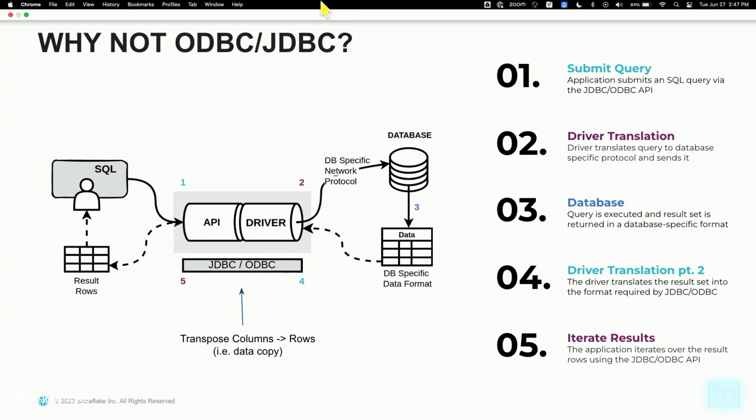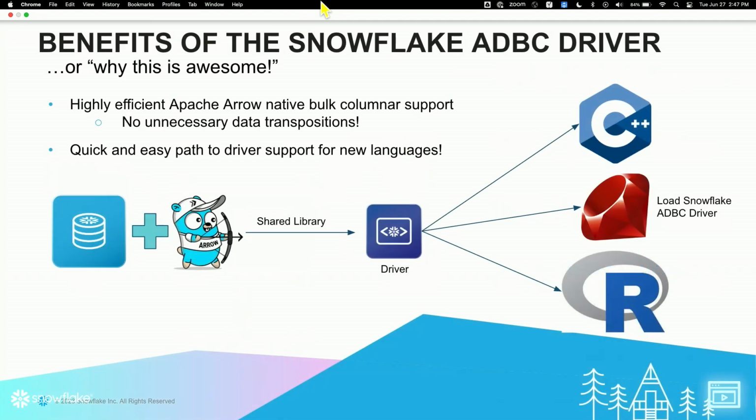And then, if that database is column-oriented, like Snowflake is, now you're going to pay a cost, because you have to transpose those columns to rows, because ODBC and JDBC are row-based. And then if you want to actually do analytical computations on them, you're probably going to convert it back into columns anyways. So with ADBC, you avoid those transpositions. You don't have to do those conversions.